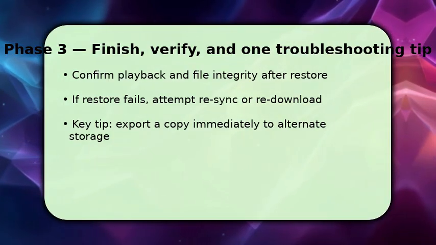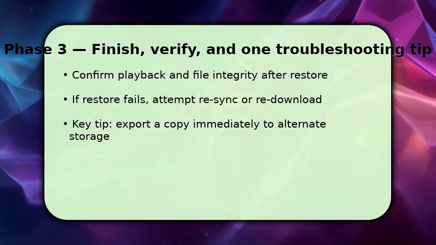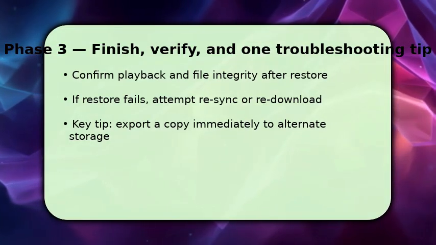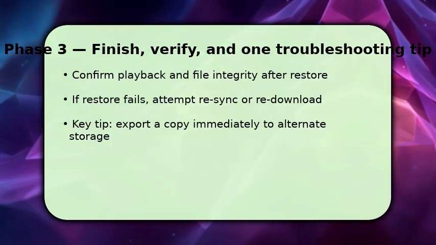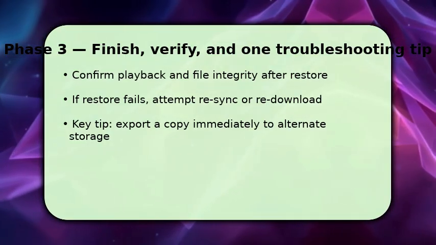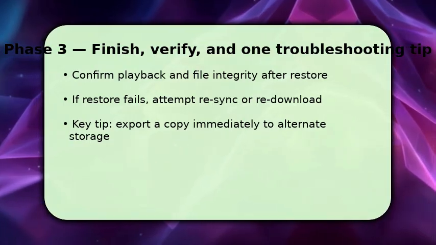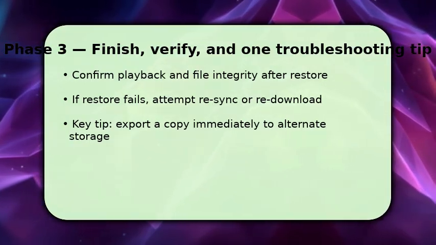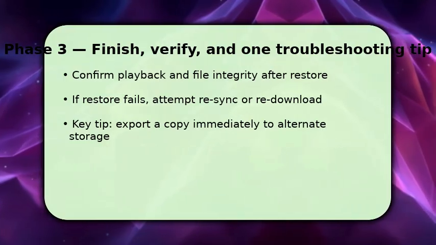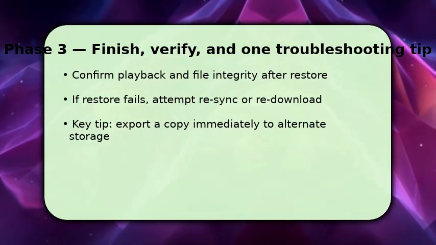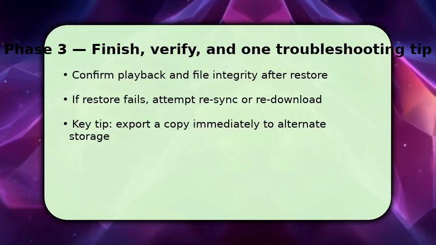Sometimes the first transfer misses metadata. If those fail, attempt a selective restore from a device backup. Make sure to export a copy immediately to alternate storage, cloud, external drive, or another app. If nothing works, one key troubleshooting tip: check account permissions and storage quotas, then retry restore.